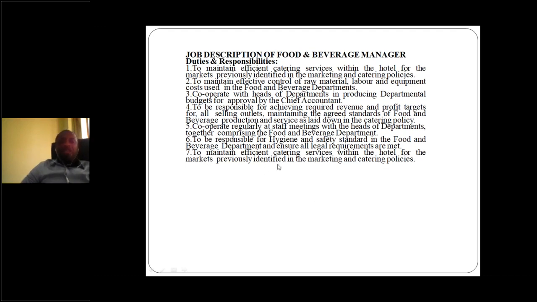Then he maintains an efficient catering service within a hotel or market previously identified. So these are some of his responsibilities. Again, he maintains effective control. If you look at his role, you will see that he's like the general manager. His eyes are everywhere. He has to maintain effective control of raw material, labor, and equipment use. He has to ensure that everything is profitable.